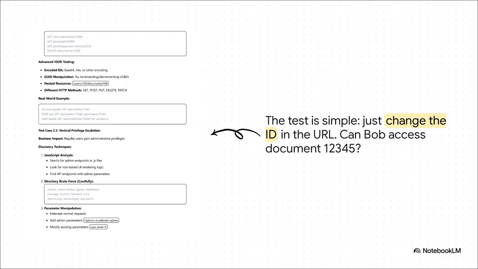So imagine you're Bob, and you're looking at one of your own documents. The URL ends with something like document/54321. What do you do? You just change that number in the URL to 12345, which you know is the ID for Alice's document. If her file pops up, boom, you've just found a classic IDOR.